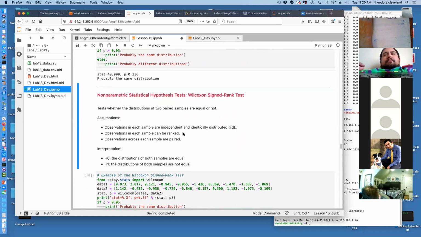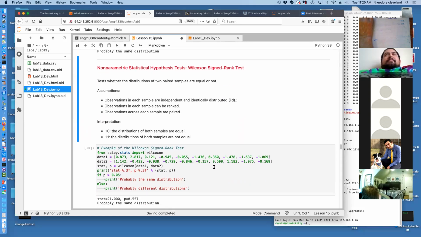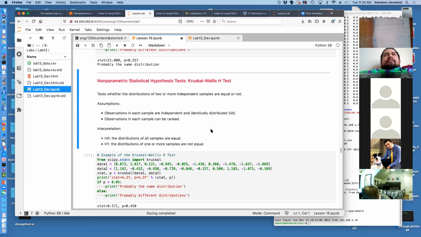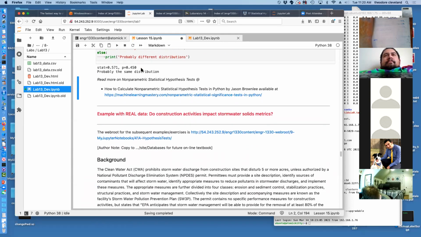And then there is a sign rank test, which ranks the two data series and then determines the relative sign of them compared to one another. And in turn, determines whether they're the same distribution. The last one is Kruskal-Wallis. I'm just going to run it because I want to get to the example with real data.